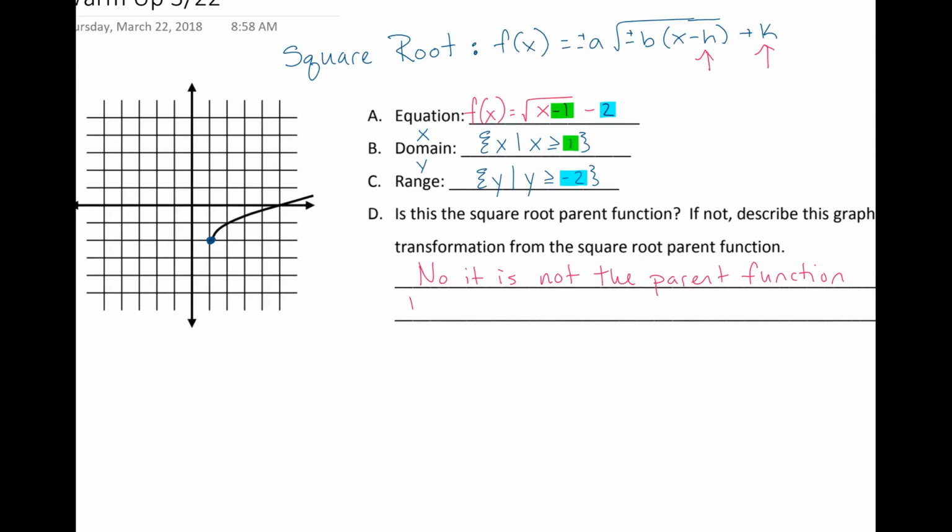Because why? Translated down 2 and over 1. Right. Good. Because it is translated down 2 and right 1. Any questions on that?